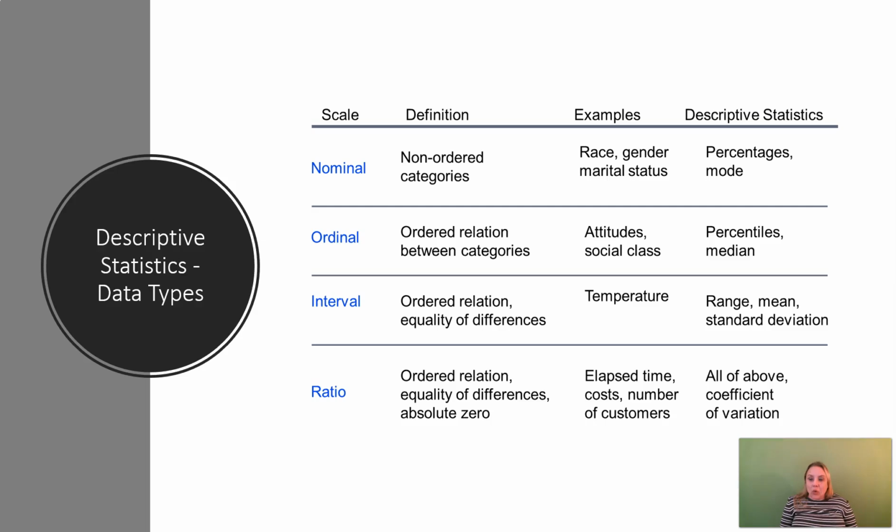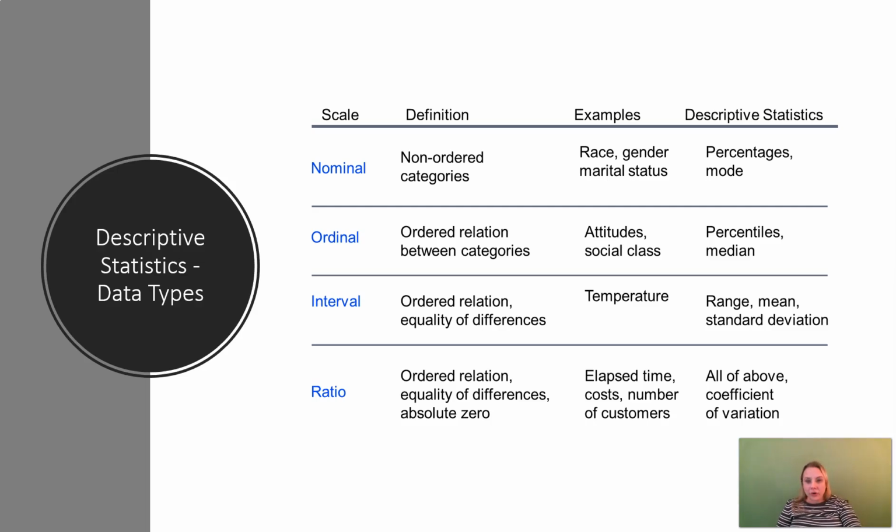Then we have interval data. Interval data are ordered in terms of their relationship, but now you have an equal distance between each of them. An example would be the temperature scale. One degree Celsius is the same whether you're looking at the relationship between 1 degree and 2 degrees, or 5 degrees and 7 degrees. When you're working with intervals, you can calculate the range, the mean, and the standard deviation.